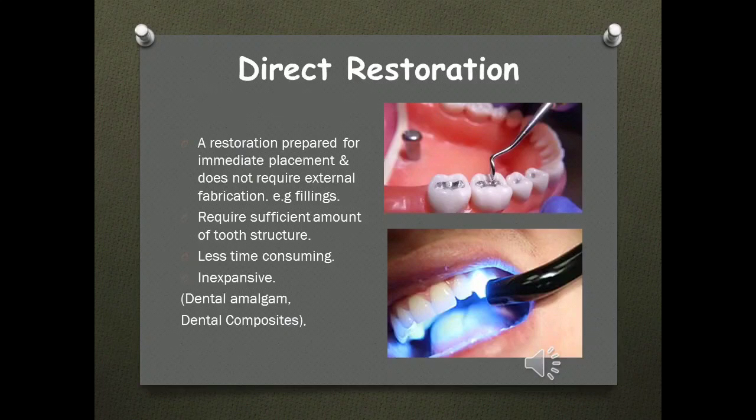The direct restoration. This is the type of restoration which is prepared for immediate placement into the patient's mouth. They do not require any external fabrication, that is, they do not require any lab work. So simply you can call them as dental fillings. They require a sufficient amount of tooth structure to support a filling. As you can see here in the picture, the two very commonly used direct restorations are dental amalgam and resin composites. They are less time consuming and they are inexpensive. These are the most commonly used direct restorations in dentistry.